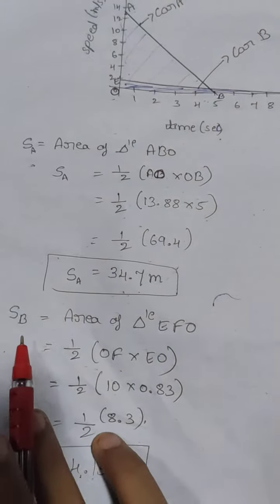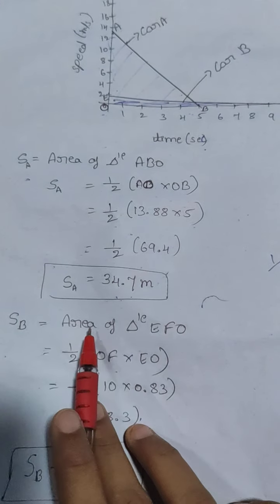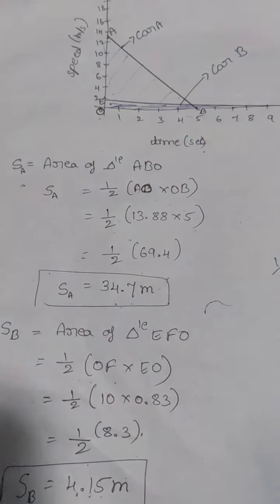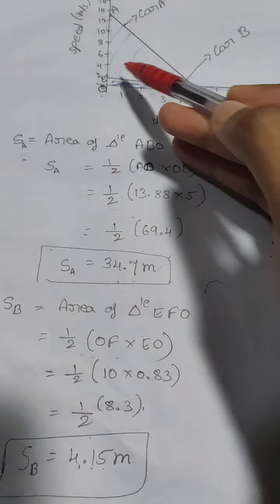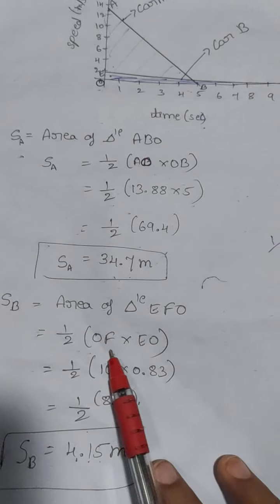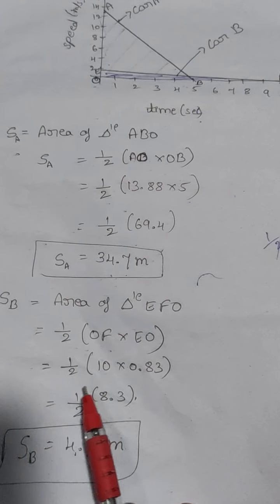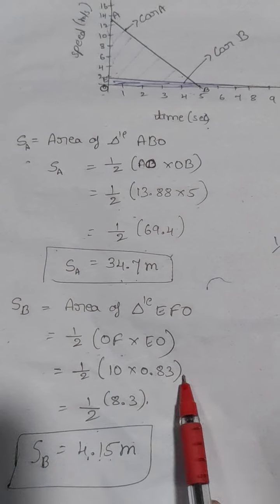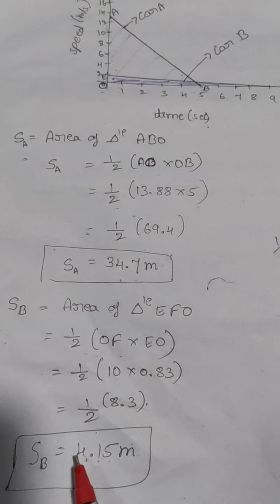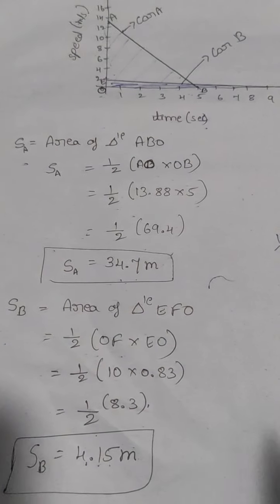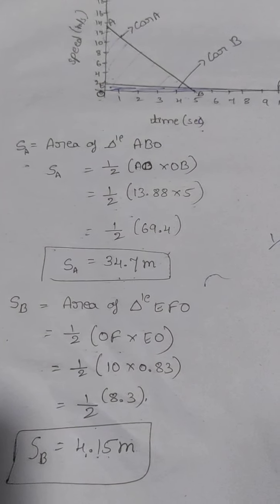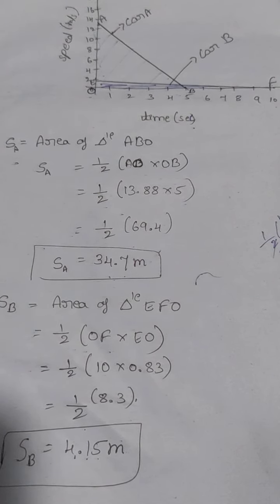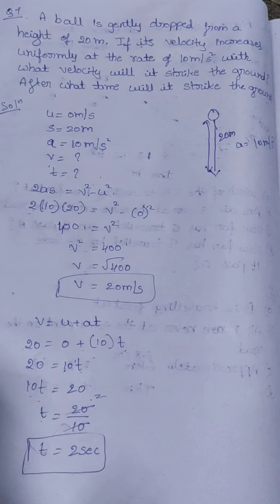So next, distance travelled by car B is equal to area of triangle EFO, so half of base into height. So that is half into OF into U. Then the value is 10 into 0.833. So 10 into 0.83 is 8.3. By the cancellation we will get 4.15 meter. So this is the distance travelled by car A and car B after applying the brake.